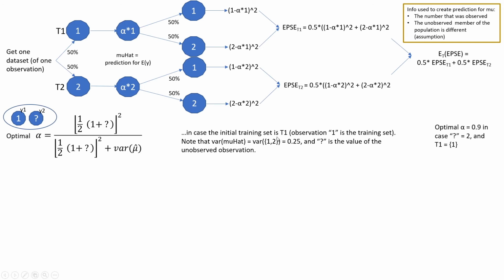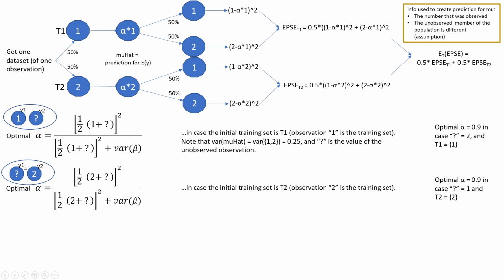So in this case, the initial set is T1. The variance of mu hat means the variance of the unbiased estimator, where mu hat is 1 from the first set, 2 from the second set, and the variance of it is 0.25. And when we know that the question mark here is 2, this alpha becomes 0.9. If we start with the other possible training set, we have 2 and question mark, alpha is equal to 2 plus the question mark, etc. This is exactly the same conclusion. Alpha will be equal to 0.9. It's not surprising.